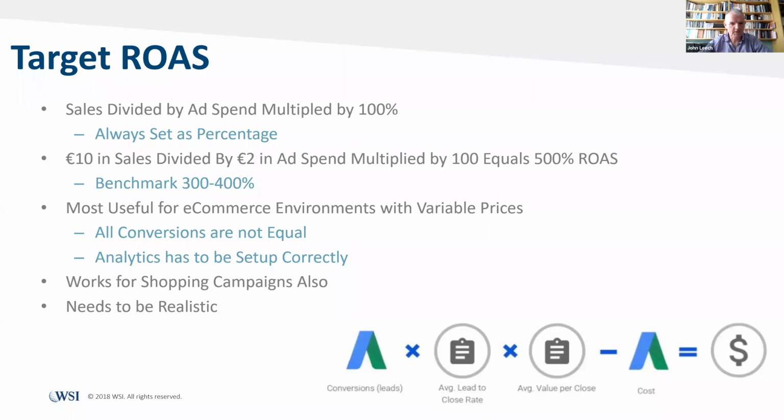So 300 to 400% ROAS is certainly achievable in most cases. If your margins don't allow it and it needs to be higher than that, then you just have to be that little bit careful. But target ROAS is a good one to get to over time.